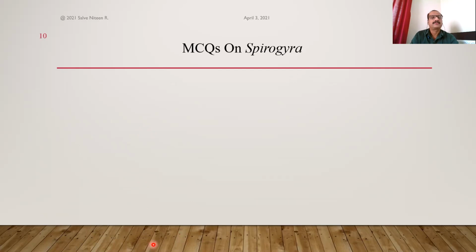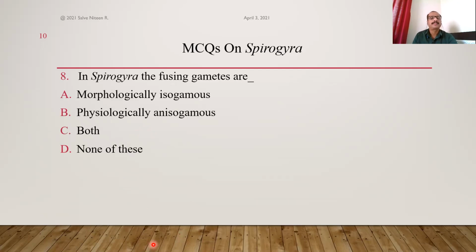Next question. In Spirogyra, the uniting or fusing gametes are morphologically isogamous, physiologically anisogamous, both of these, or none of these. What is the case? We studied that in Spirogyra, sexual reproduction is very primitive. It is isogamous type and occurs by means of conjugation, and the fusing gametes are morphologically very similar. We cannot differentiate between the two fusing gametes. We cannot say that this is a male gamete and this is a female gamete, because morphologically they are very similar with respect to size, shape, structure. So morphologically they are isogamous.